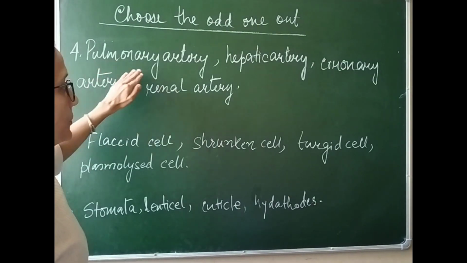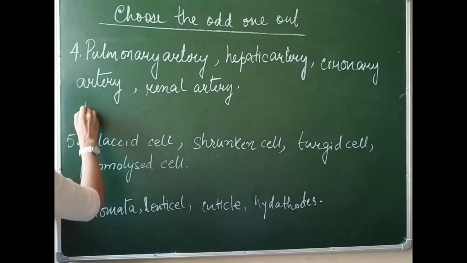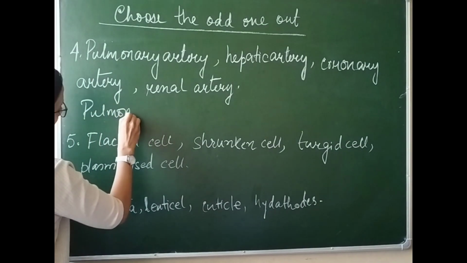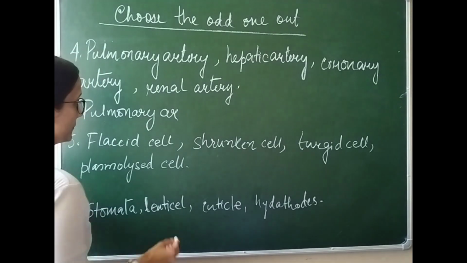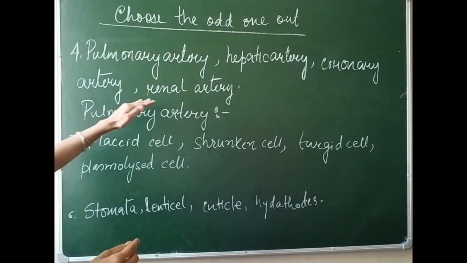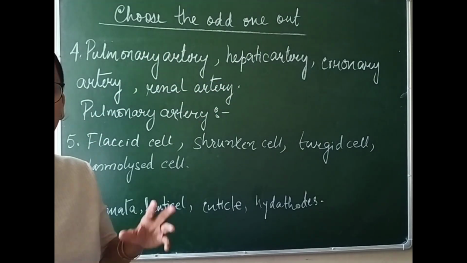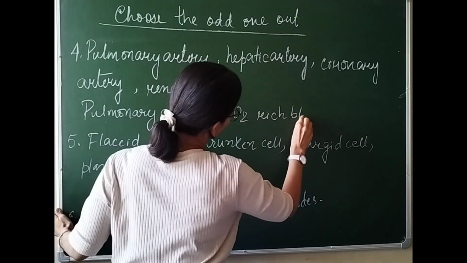Question number 4: pulmonary artery, hepatic artery, coronary artery and renal artery. In this, pulmonary artery is the odd one out. The reason is pulmonary artery carries oxygen deficient blood, and all the 3, hepatic artery, renal artery and coronary artery, they all carry oxygen rich blood.